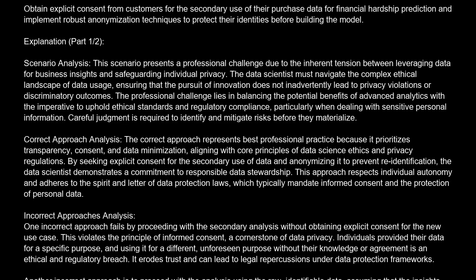Incorrect approaches analysis. One incorrect approach fails by proceeding with the secondary analysis without obtaining explicit consent for the new use case. This violates the principle of informed consent, a cornerstone of data privacy. Individuals provided their data for a specific purpose, and using it for a different, unforeseen purpose without their knowledge or agreement is an ethical and regulatory breach. It erodes trust and can lead to legal repercussions under data protection frameworks.